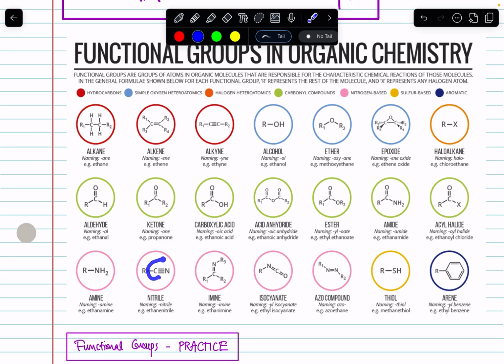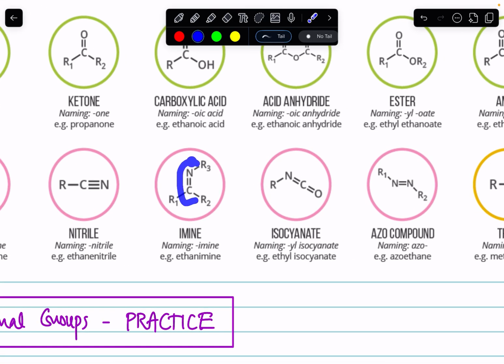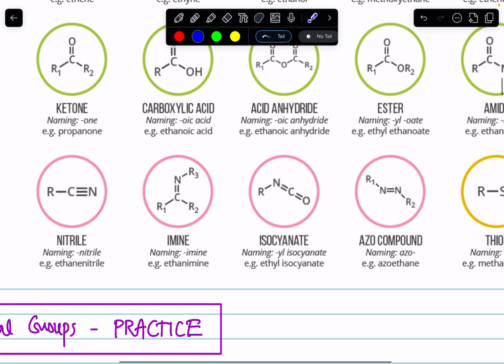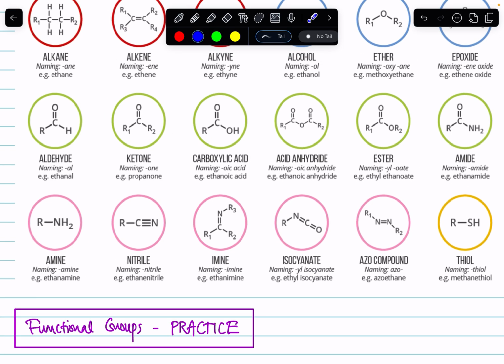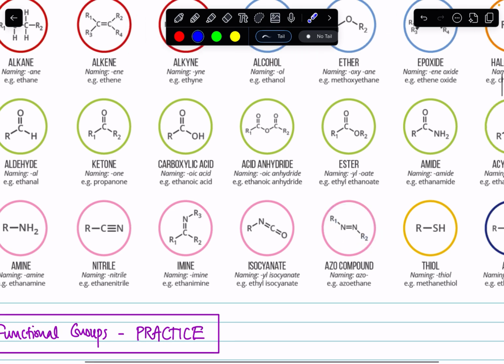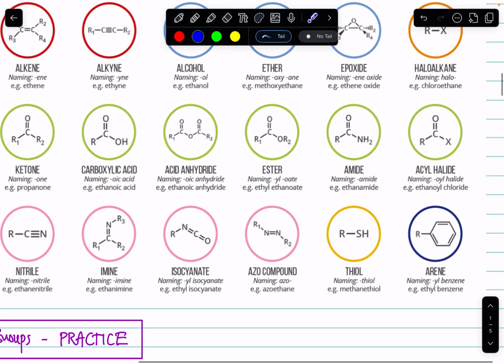If there's a triple bond between carbon and nitrogen, that's called a nitrile compound. Otherwise, you will have an imine. Imines are the ones which have a carbon-nitrogen double bond as opposed to a triple bond. Or you can have a carbon-nitrogen double bond and a carbon-oxygen double bond sequentially, and that's called isocyanate. And finally, we have azo compounds, and those are essentially shown here. There's a double bond between nitrogens and then two R groups attached to it. And finally, we have thiols and arenes.